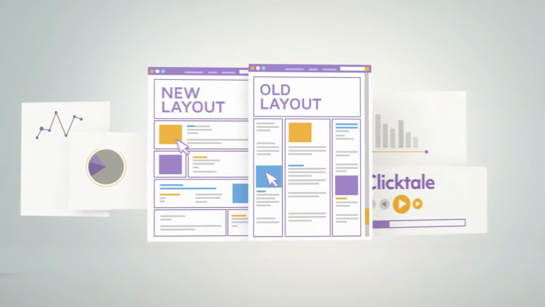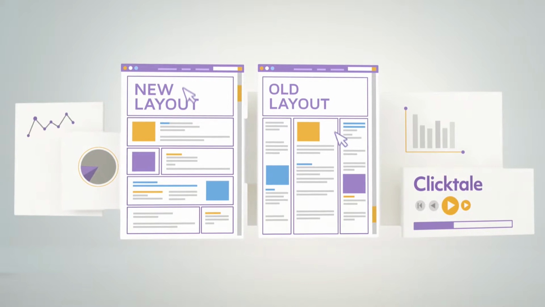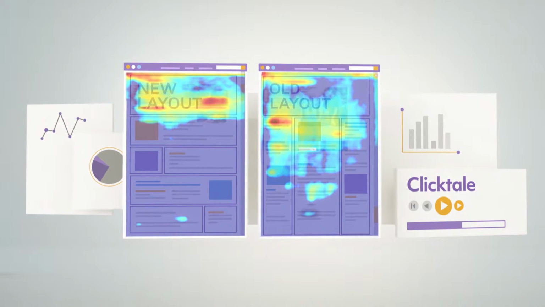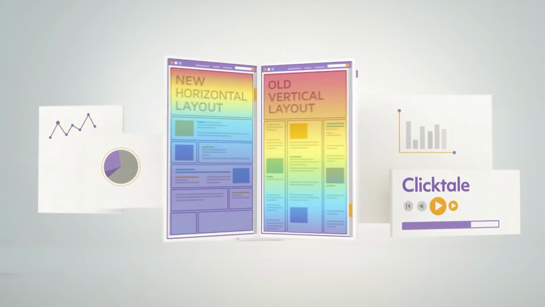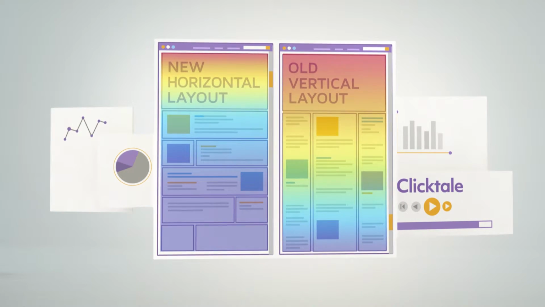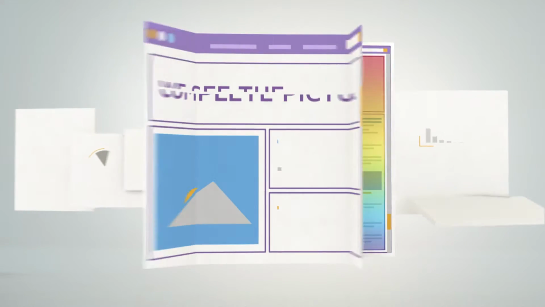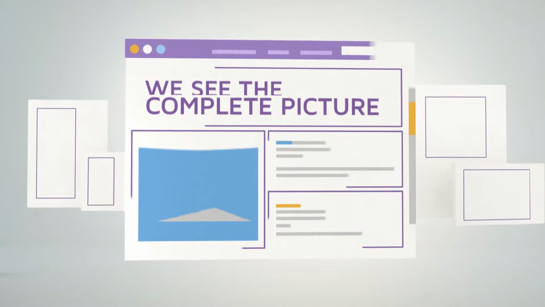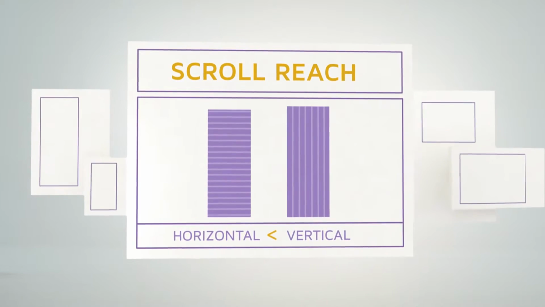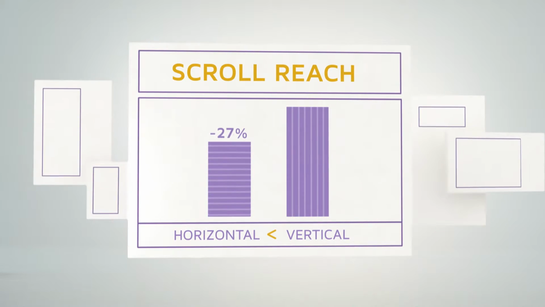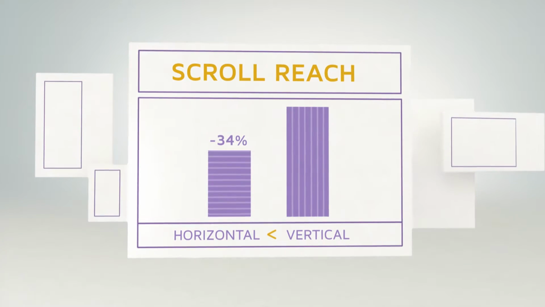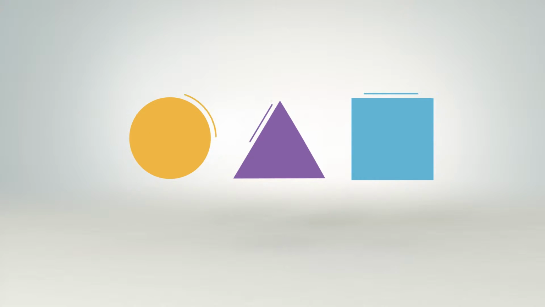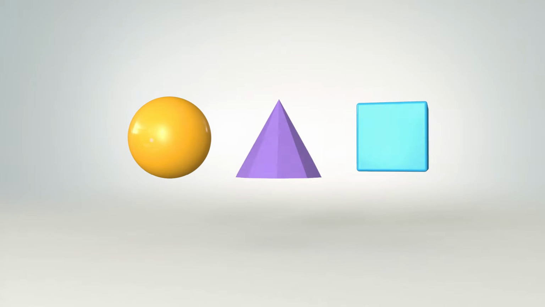We tested this with Clicktale's session replays and heat maps and found low levels of interaction with a horizontal style. The problem is that the horizontal layout gives no indication that there's more to scroll down to. And indeed, the visitor's scroll reach was significantly lower. The reason for this is that the horizontal layout appears as a complete pattern when we first see it.